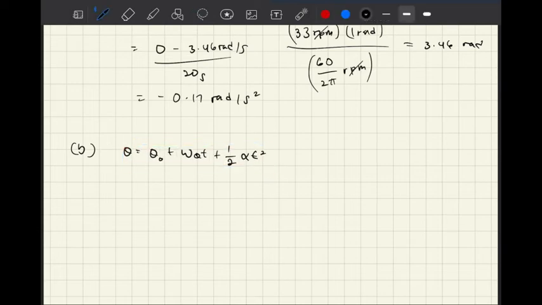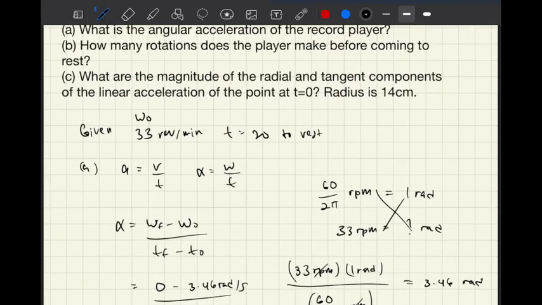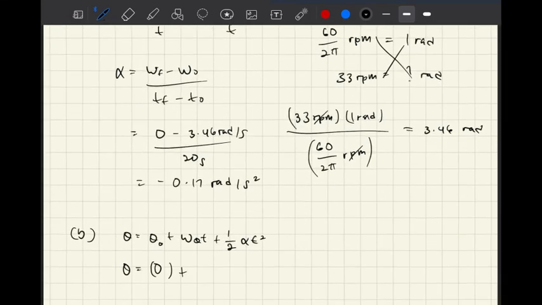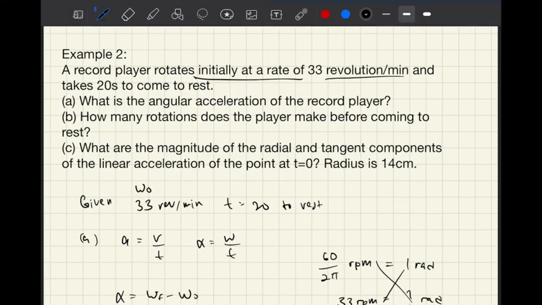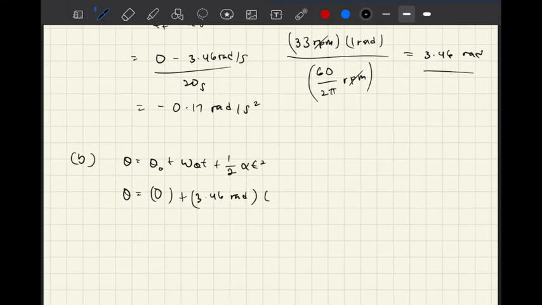So we want to find theta, right? Theta initial was 0 plus the initial rate of 33 revolutions per minute, already converted to radians, and we just plug it in: 3.46 radian multiplied by time, which is 20 seconds, plus half, and then the acceleration will be negative 0.17 radian per second squared multiplied by 20 seconds squared. So the answer will be 35.2 radian.